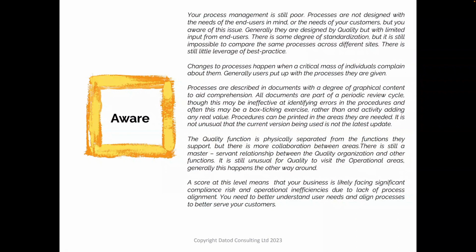You're beginning to get an understanding that there are better ways of describing processes other than just through words, in terms of the use of graphical content. Procedures can be printed in the areas where they're needed, so the documentation is beginning to be closer to where it's actually needed. But it's not unusual that the current version being used is not the latest update. So very often there's a delink between the execution of the activity and the most current effective document.